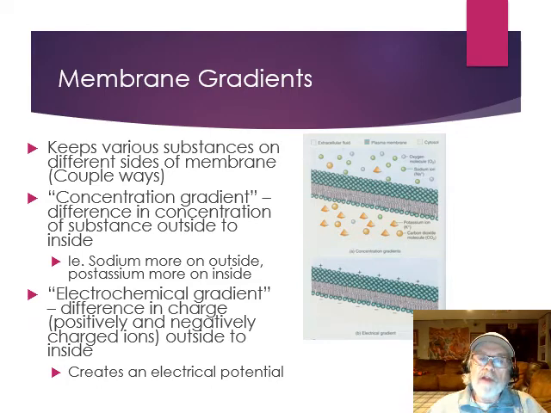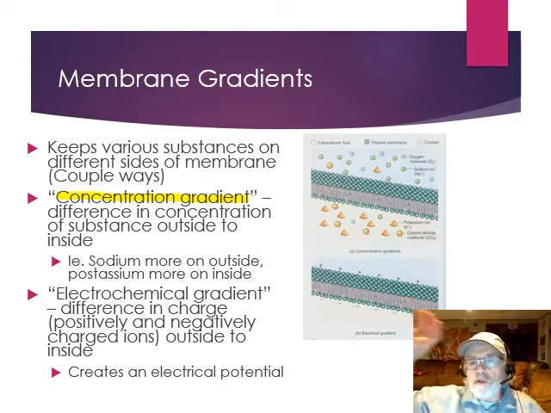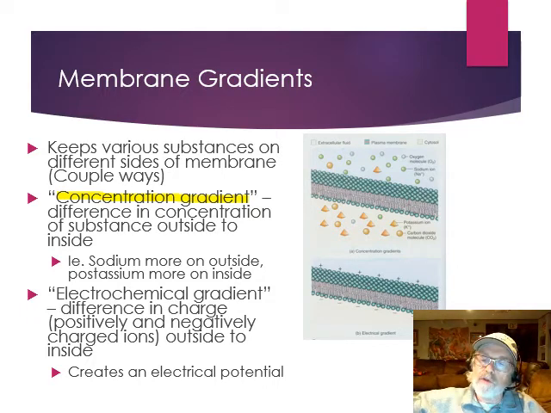There are two ways that we look at that. One way is called a concentration gradient. A concentration gradient is when certain ions are in a higher concentration on one side of the cell membrane as compared to the other side. If we look at sodium and potassium, sodium is in a very high concentration in the extracellular fluid, outside the cell membrane. Potassium is in a higher concentration on the inside of the cell.